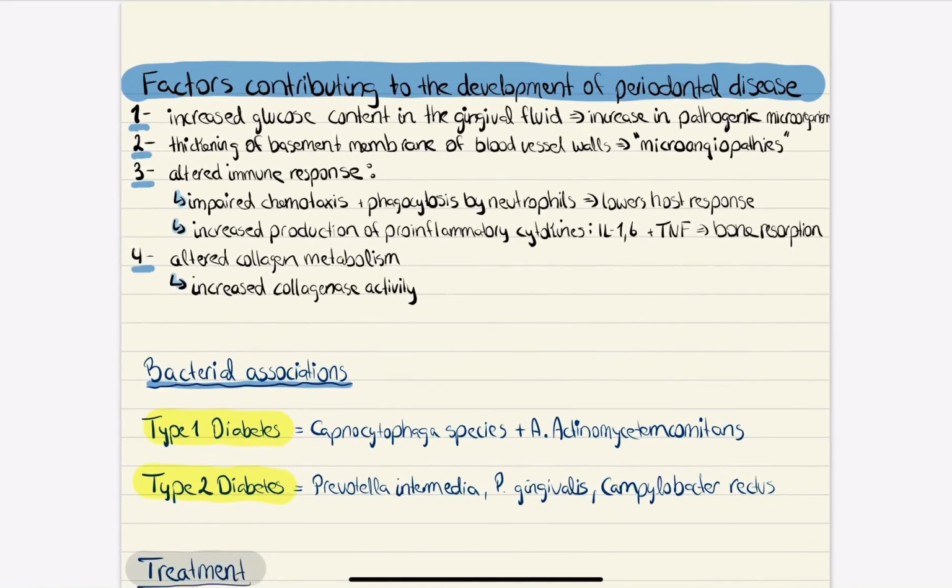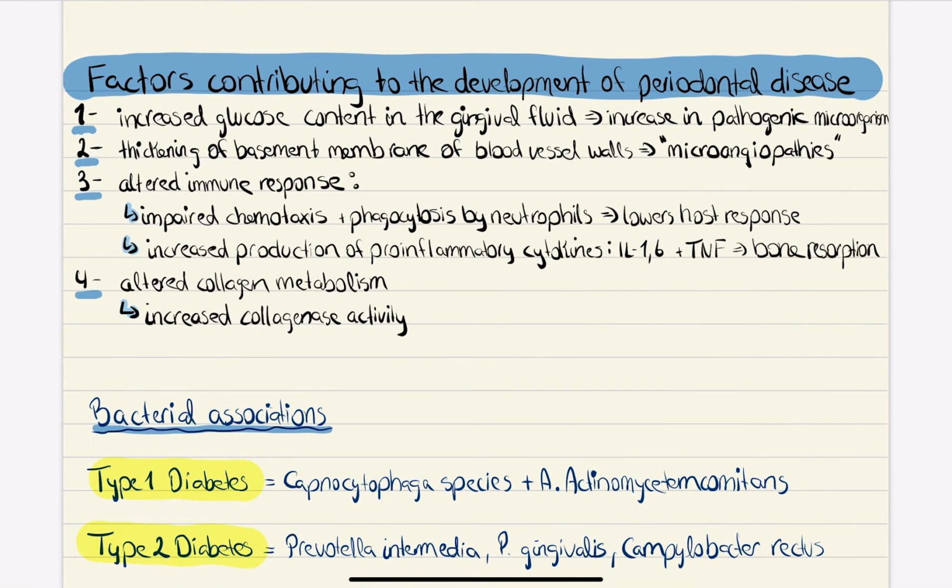The factors which contribute to the development of periodontal disease are, first, the increased glucose content in the gingival fluid, which will increase the pathogenic microorganisms. Second, we have the thickening of the basement membrane of blood vessel walls, which narrows the lumen, and which is also called microangiopathies.